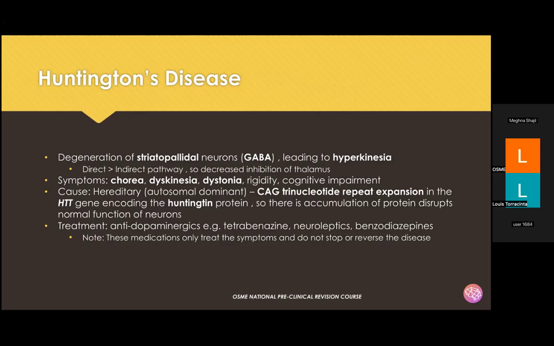striatopallidal neurons. And in every generation people will get an increasing trinucleotide repeat expansion. So if your mum got Huntington's at 45, you might get it at 35, and then your children get it at 25. That's the basic idea. It's a terrible disease, and there's more and more research into it, but it's pretty rare. You won't see it very often. And the treatment, as opposed to Parkinson's, which is dopamine, is obviously anti-dopaminergics because we're going to stop that movement. So tetrabenazine, neuroleptics, benzos, things like that.